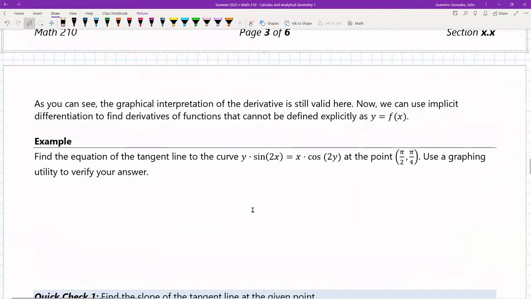Okay, so now that we know what implicitly defined functions are and how to take the derivative, let's go toward much more difficult, much more complex functions. Find the equation of the tangent line for the curve right here, using your graphing utility to verify our answer. So same idea.